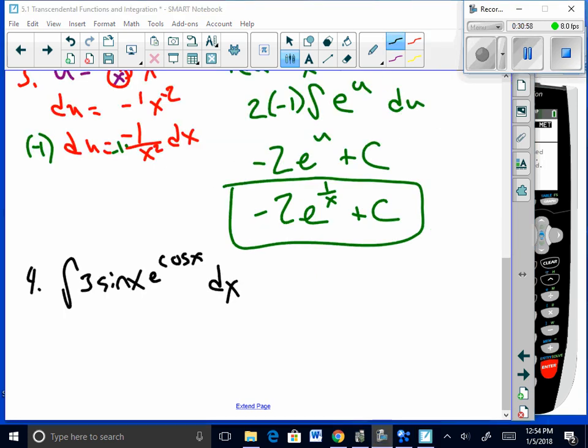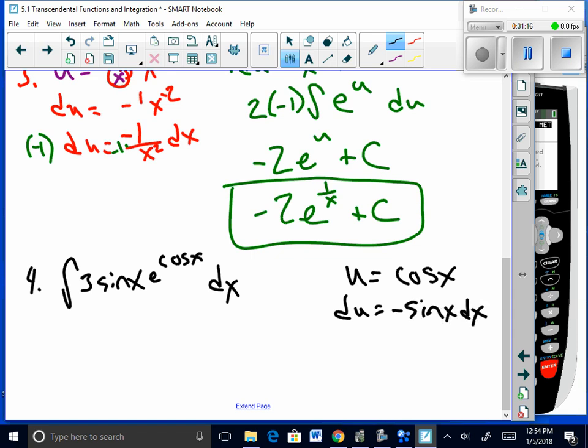Okay. So on this one right here, what should my u be? Cosine x. And what is the derivative of cosine x? Negative sine x, yes. And then you take out the negative with the 3 outside. Good.